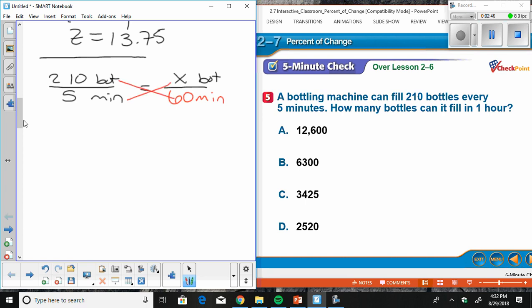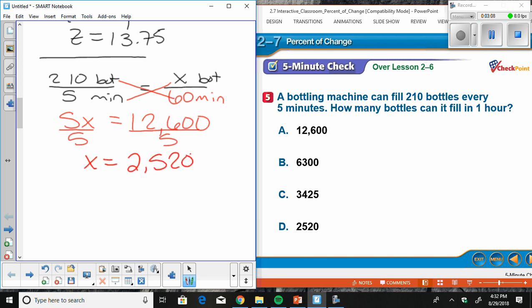So now we are going to cross multiply, and we get 5x equals 210 times 60. So we get 12,600. Solve for x, divide by 5. So in 1 hour, or 60 minutes, we can get 2,520 bottles.